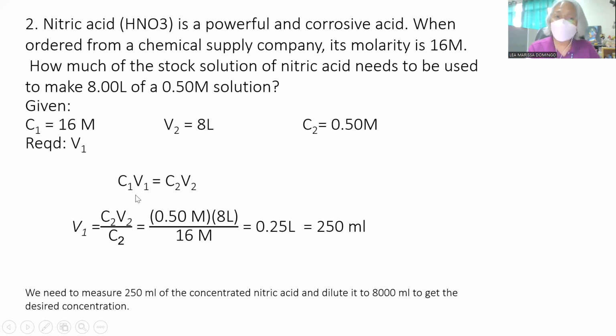Using C1V1 equals C2V2, solving for V1, we have C2V2 over C1. Correction, this should be C1. So we have 0.5 molar times 8 liters over 16 molar. That is 0.25 liter or 250 milliliters. How do we interpret this? We need to measure 250 mL of the original solution, which is the concentrated nitric acid, and dilute it to 8,000 mL to get the desired concentration of 0.5 molar.